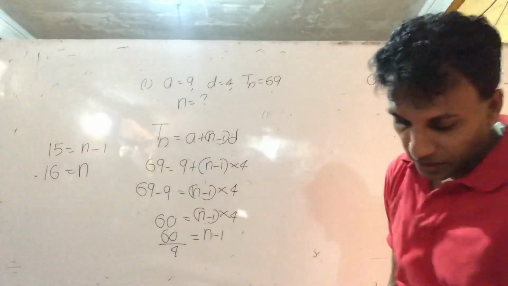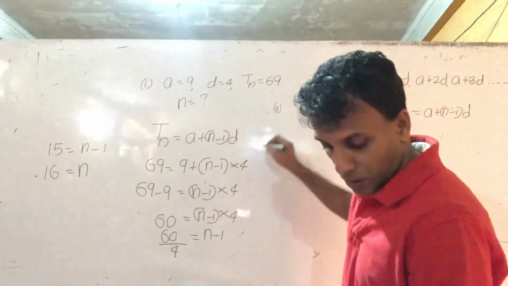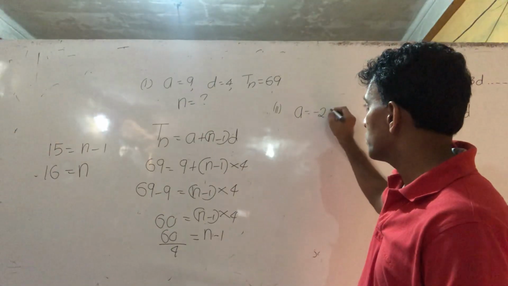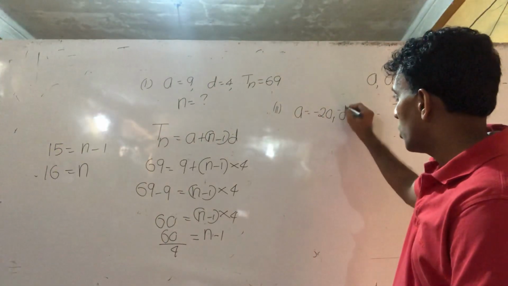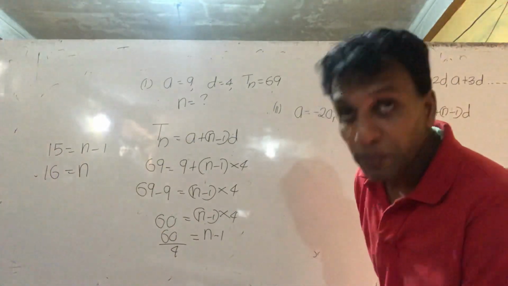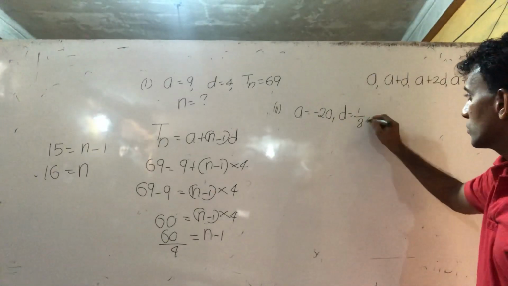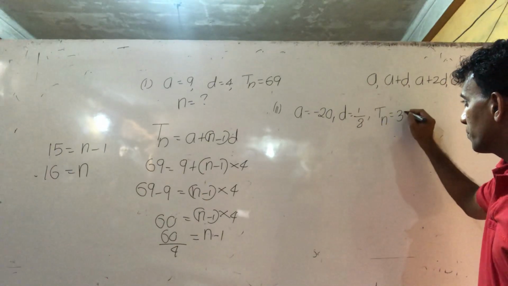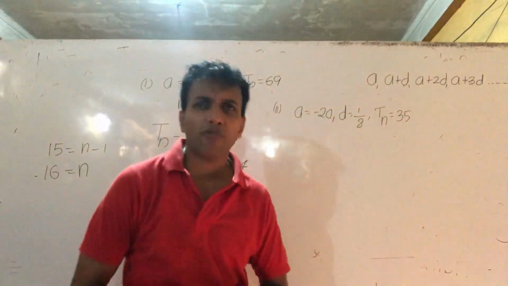They said in an arithmetic series, first term is minus 20, common difference is half, which term is 35? Which term is 35? That's the method. So follow the same idea, use the formula.